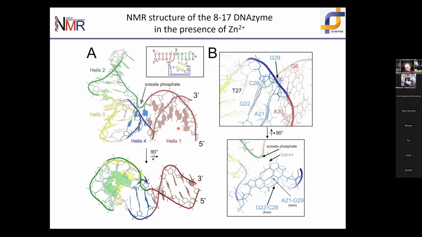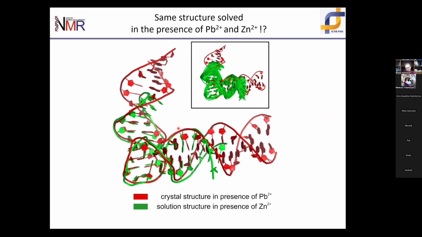However, one thing that came as a shock to us was that when we superimposed it on the crystal structure, they were basically perfectly superimposable. The crystal structure, of course, had longer arms, but this is just due to our construct optimization. The catalytic domain in the middle is basically the same between the lead-induced crystal structure and our zinc-induced NMR one, which is completely against all the previous literature.